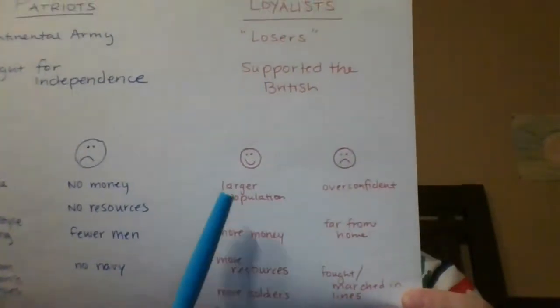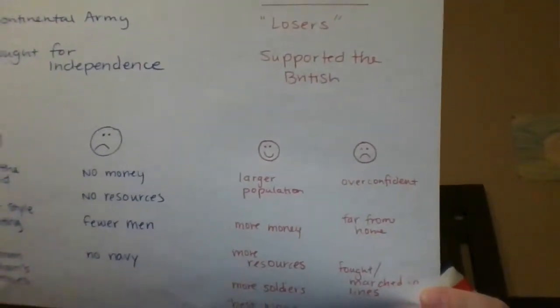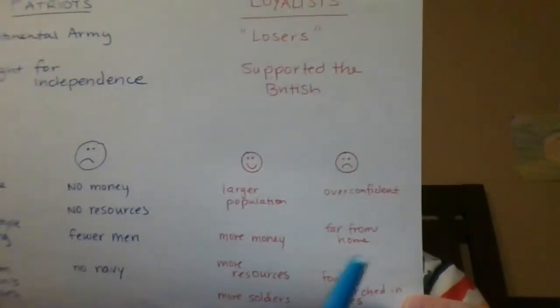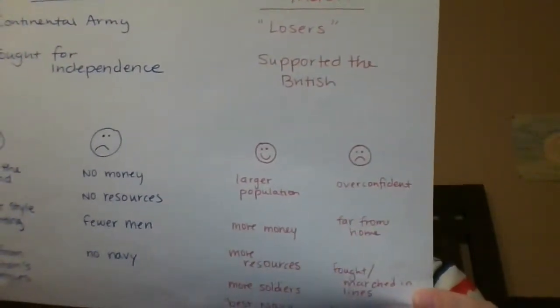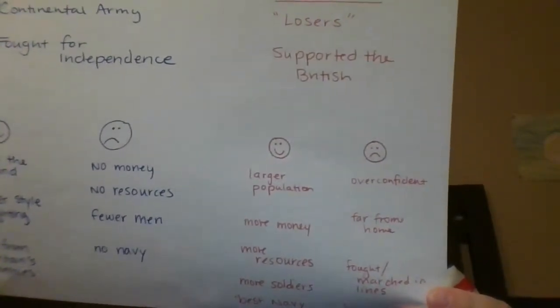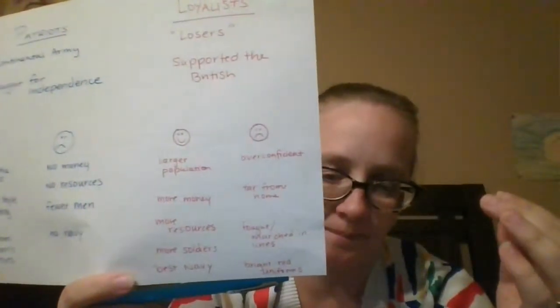Okay. And they have a larger population. They have more money. They have more resources. They have more soldiers. And they have the best navy. Their negatives are that they are overconfident. They're far from home. They fought and marched in lines. And there were these bright red uniforms that were easy to pick out.